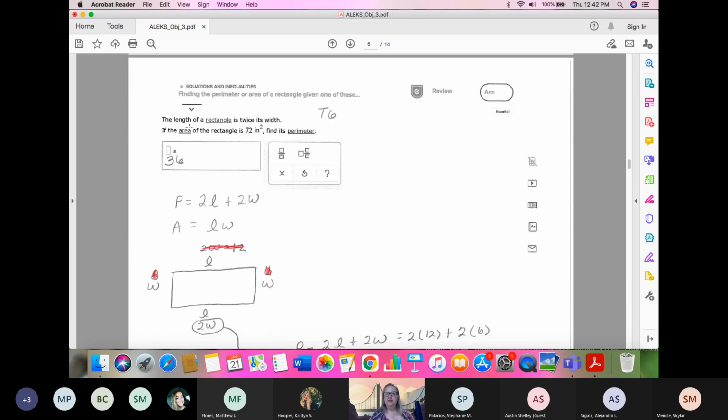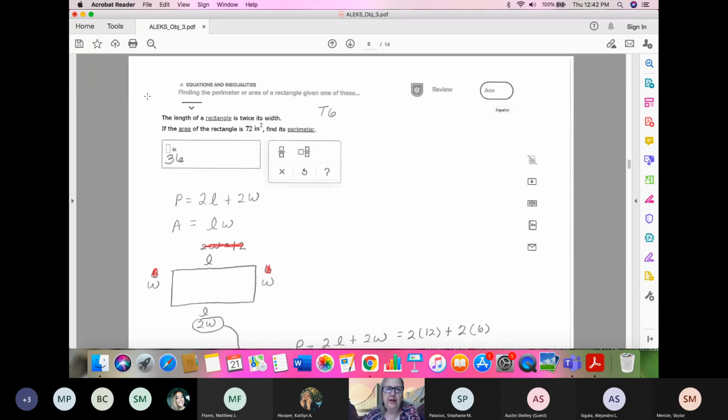So I did cross a few things out because I wanted the presentation to be really hunky-dory here. What's crossed out in red, we want to ignore. So what do we know here? The length of a rectangle is twice its width. If the area of the rectangle is 72 inches squared, find its perimeter.